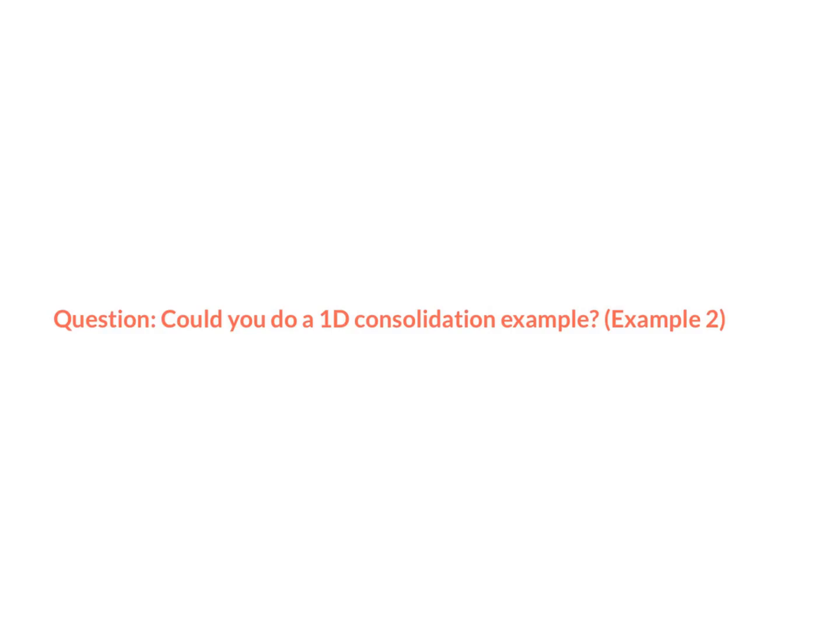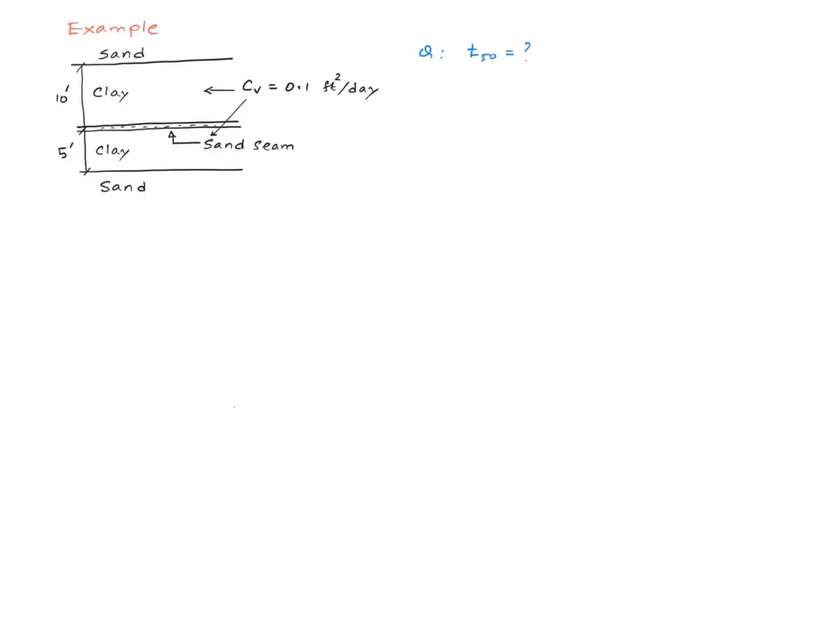The question that I have is, could you do a 1D consolidation example? I have a clay layer, total thickness 15 feet, sandwiched between two sand layers like this. This clay layer is found to have a very thin sand seam within it. The sand seam is 10 feet from the top of the clay layer. What does that do? Well, it introduces a drainage boundary inside the clay layer. So now you have two doubly drained clay layers, the top 10-foot part and the bottom 5-foot part.